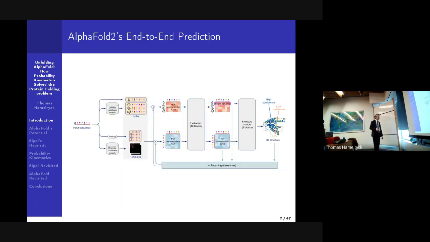Okay, so let's take a look at what AlphaFold 2 is doing. AlphaFold 2 does end-to-end prediction of protein structures.